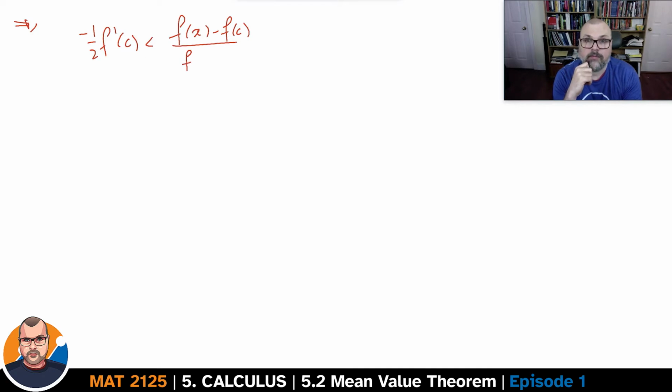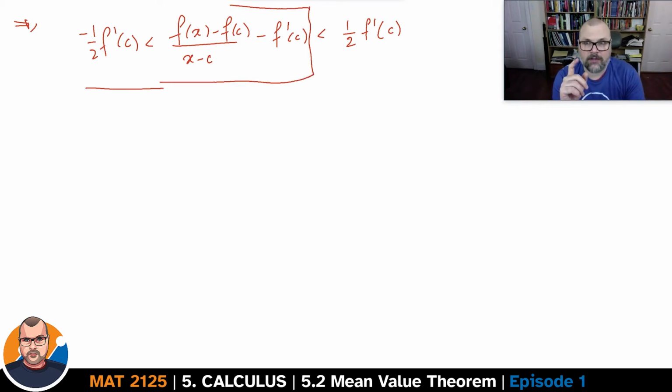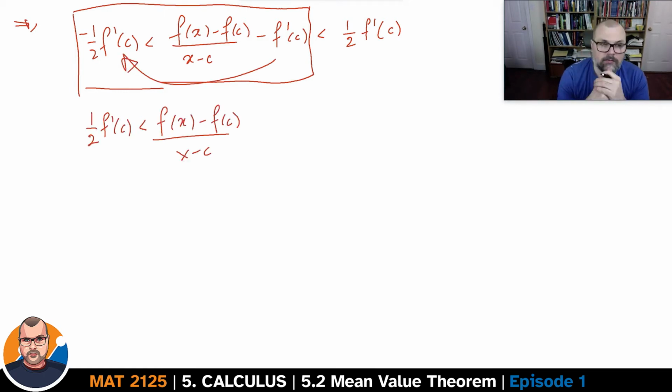is that f at x minus f at c divided by x minus c, minus f prime at c, is sandwiched between minus 1/2 of the derivative and 1/2 of the derivative. So now, if I concentrate only on this part of the inequality, I'm going to send f prime at c to the other side of the inequality here. We'll get that the differential quotient f at x minus f at c divided by x minus c is greater than 1/2 of f prime at c, which by assumption was positive.